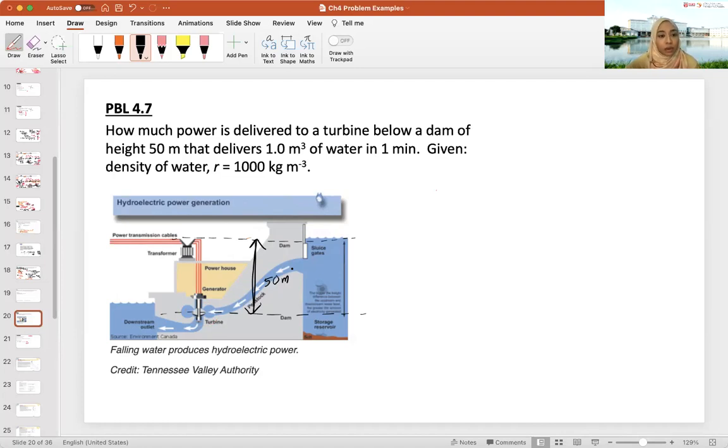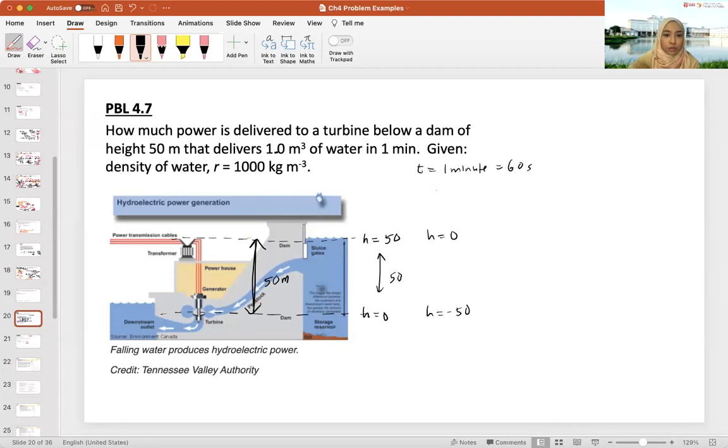It doesn't matter where you say 0 is. If you put h equals 0 over here, this one will become h equals minus 50. But why would you want to make your life difficult? So just put the bottom as 0, and the top as 50. Or you can put this as 0 and that as h equals minus 50. As long as the distance between them is 50, you are good to go. It delivers 1 meter cube of water in 1 minute, so the time is 1 minute or 60 seconds.